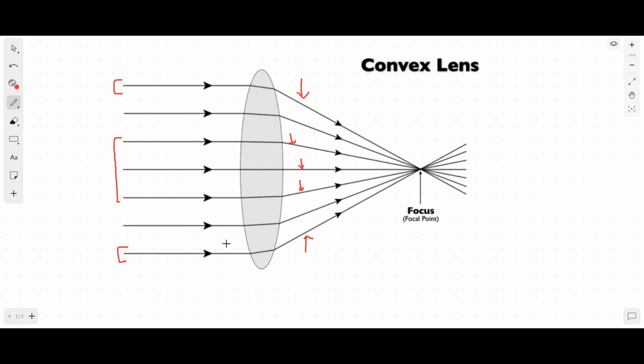Each of these rays of light have a different refraction because they have different normal lines. As a result, the light rays all exit in different directions, and because they have different directions, there will come a point where they all meet up. The point that they all meet up will be called the focus or the focal point.